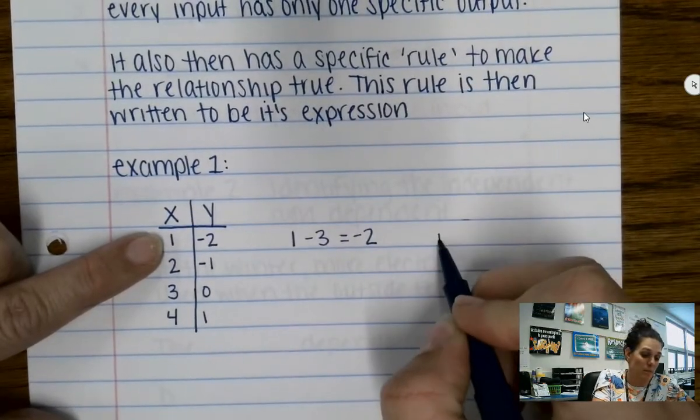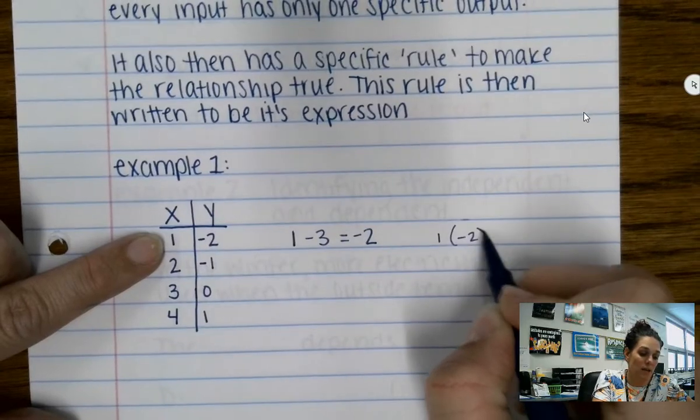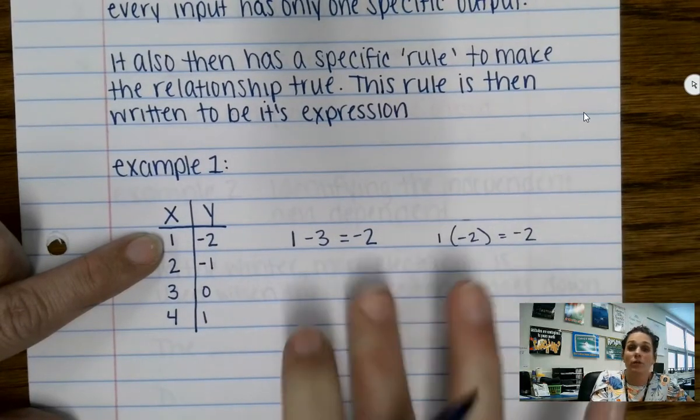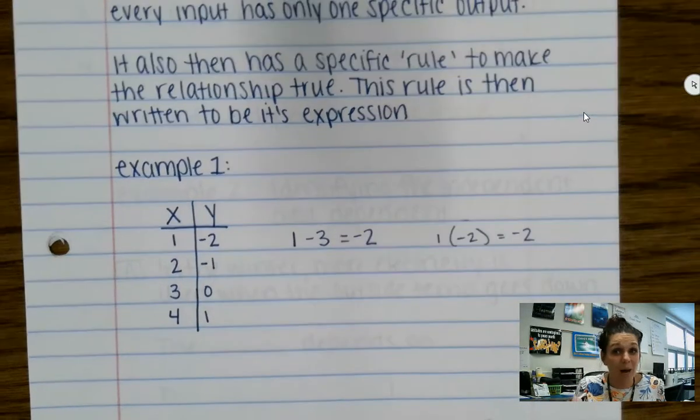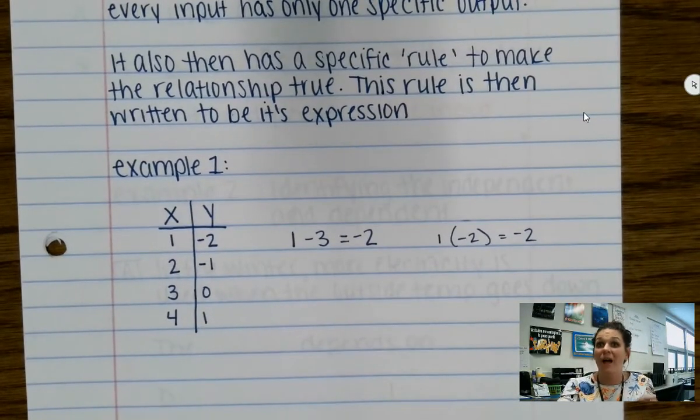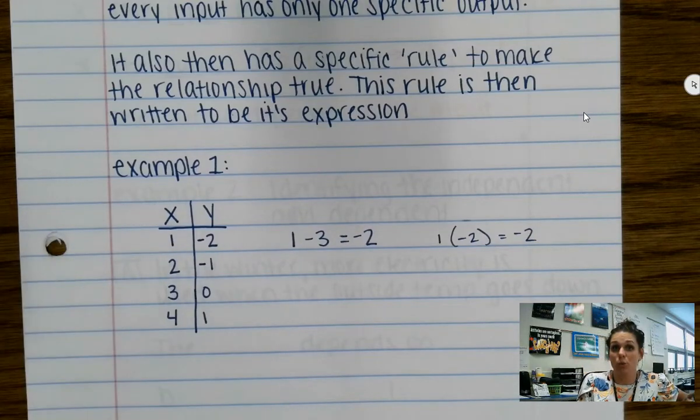Or some of you guys might say, well, I'm doing 1 times -2. Both of these, you're absolutely correct. I would be getting -2 with it. The problem is that same rule has to apply to all 4 of these in this column. So we're going to check this next one.